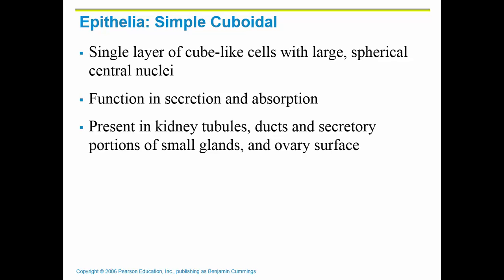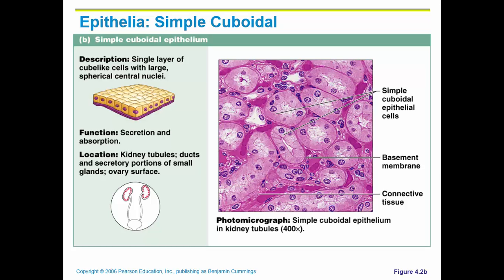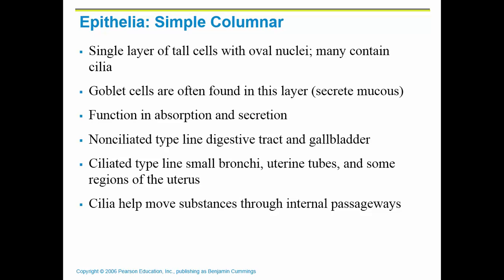The second type is simple cuboidal. Simple meaning one layer, cuboidal meaning cube-shaped. One of the unique characteristics of simple cuboidal is that the nucleus is right in the middle of the cell. And these help to function in secretion and absorption, and you're going to find them in ducts and glands. Again, this is a picture of simple cuboidal cells, and I will explain what you're looking at next time.